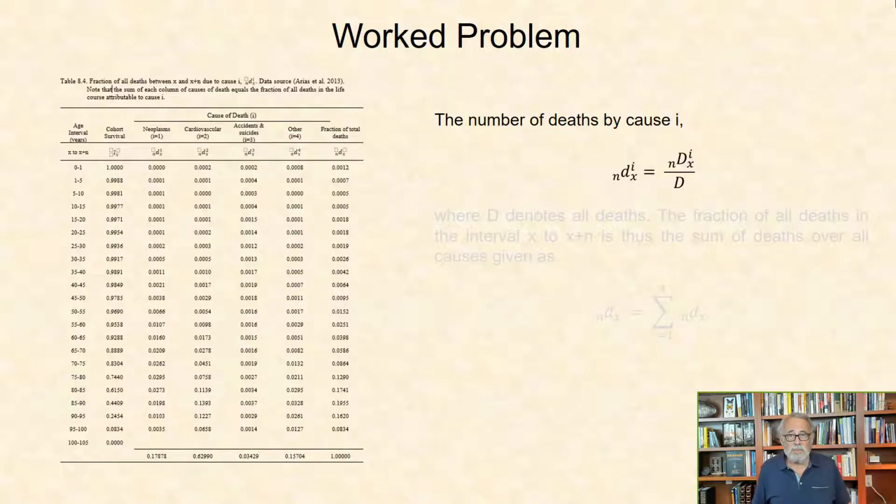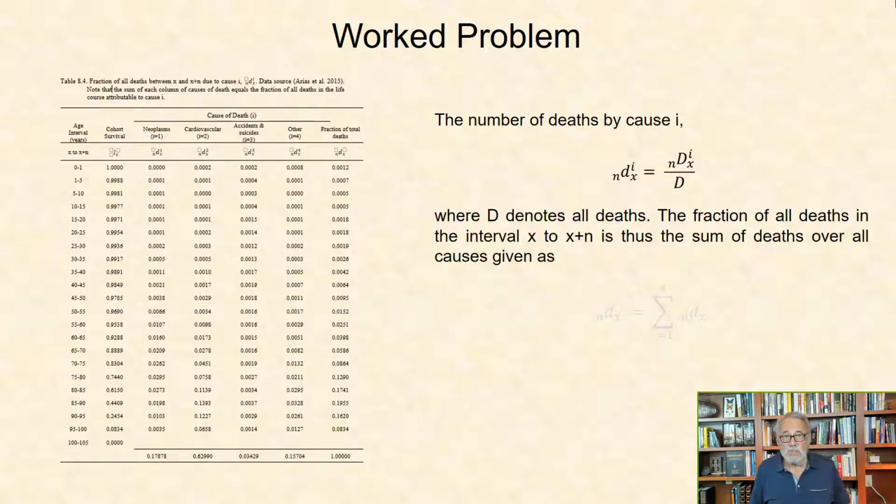The number of deaths by cause i is given by this formula, where D denotes all deaths. The fraction of all deaths in the interval x to x plus n is thus the sum of deaths over all causes, given by this formula.